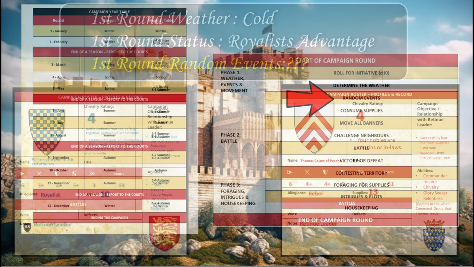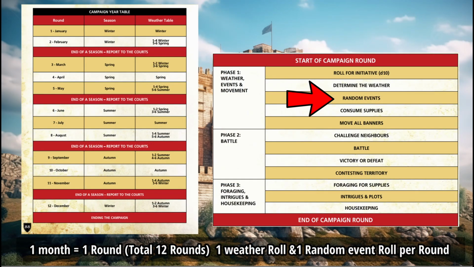So, for example, as you can see here in the campaign year, January, February, March, April, every round you roll for a random event, and this will affect the battle if you fight any battle, or it will influence your movement or your supplies or everything. Now we're going into campaign details. We will go back to this again when we have part 2, but for you to understand what we're rolling at the beginning.